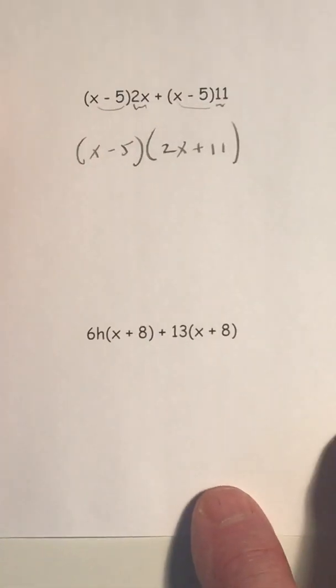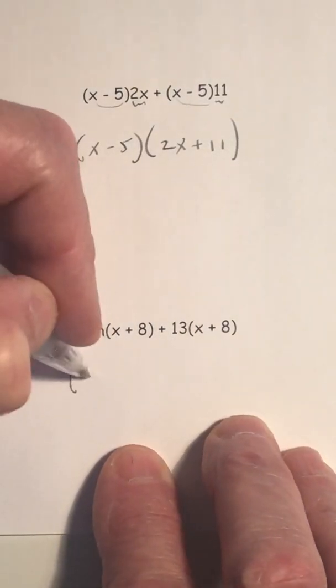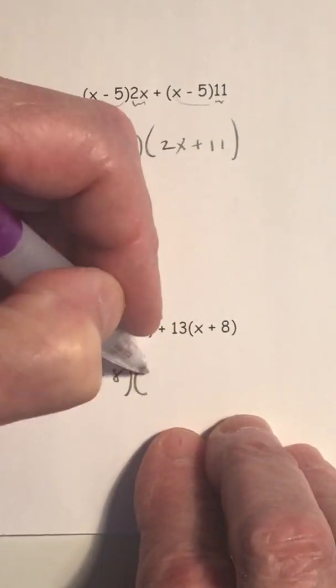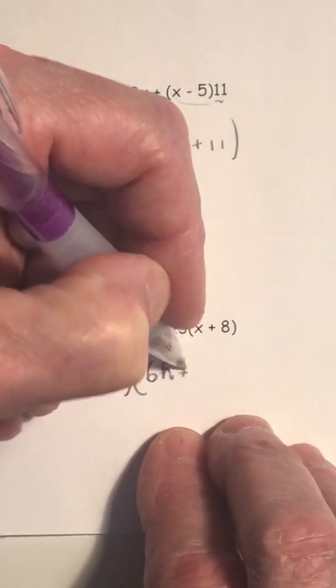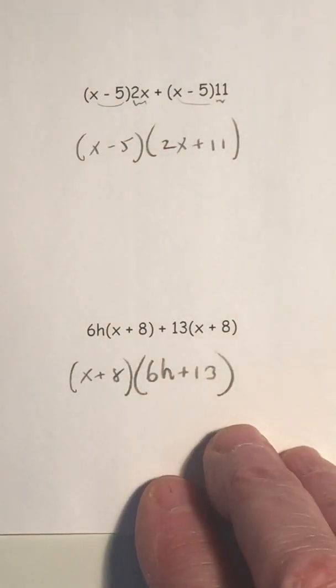And last thing for Tuesday, common binomial factor of x plus 8. X plus 8 times 6h plus 13. And that's the end of that.